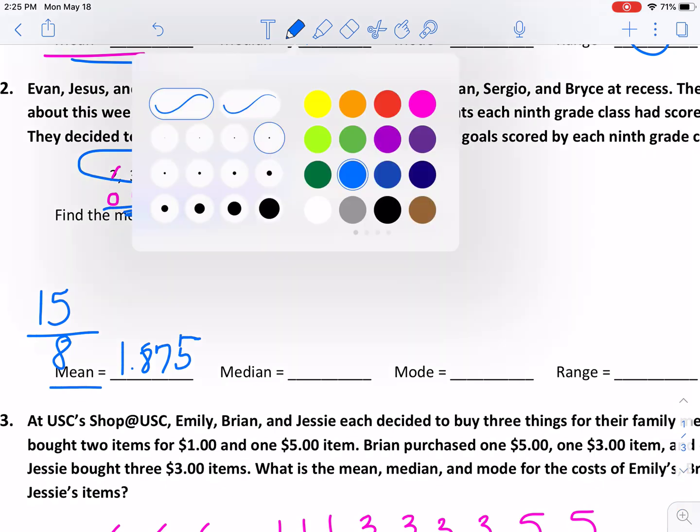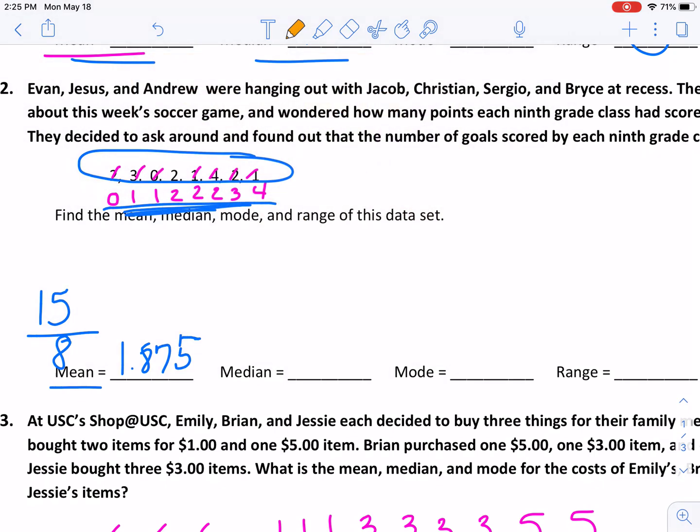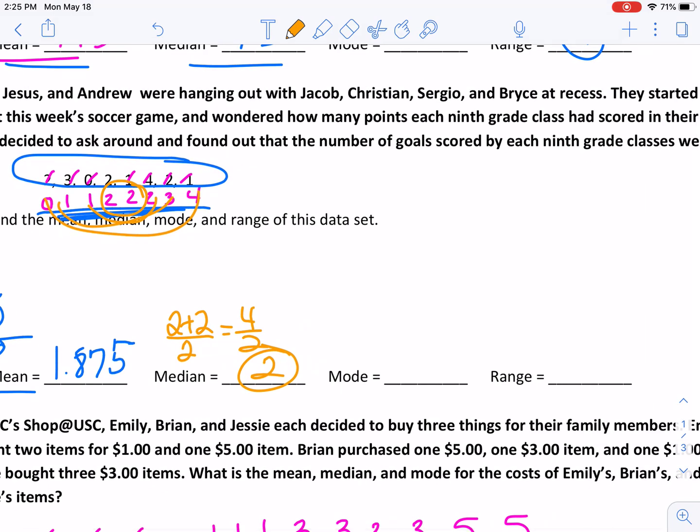Median is the middle number. So I'll link them. 2 and 2. Even though they're the same number, that will make a difference once we go into a box and whisker plot, if we were to go into a box and whisker plot. But for the median, we know 2 plus 2 is 4. Hold on a second. 2 plus 2 divided by 2. 4 divided by 2 is 2. Mode, number that shows up the most, 2. Range, you take the max minus the min. 4 minus 0 leaves you 4.